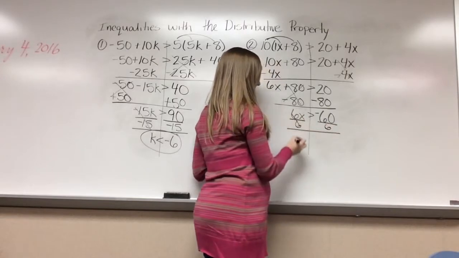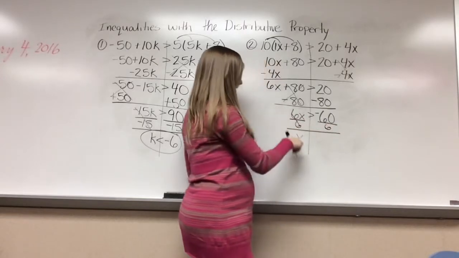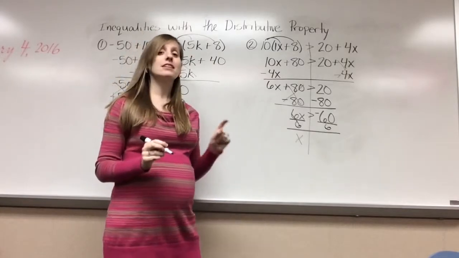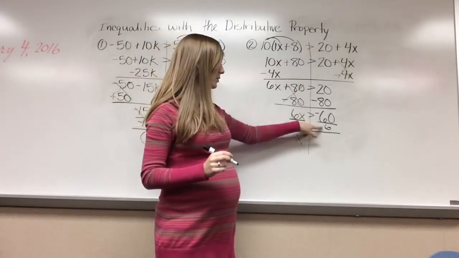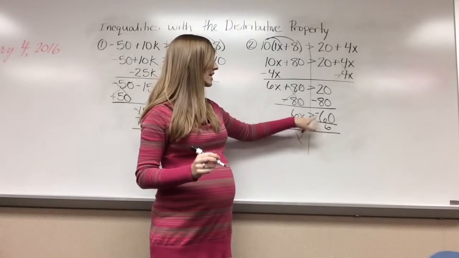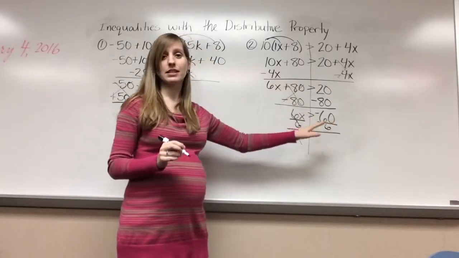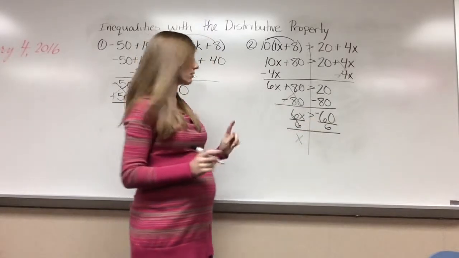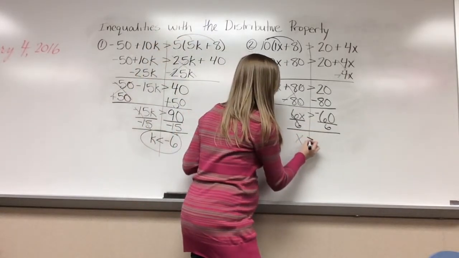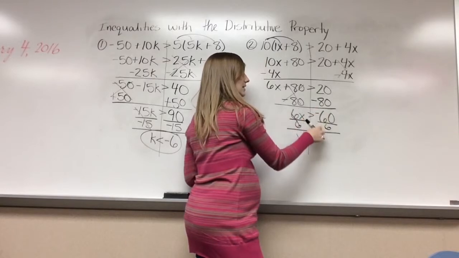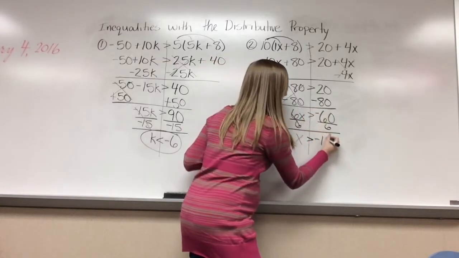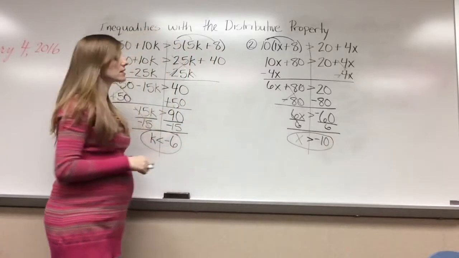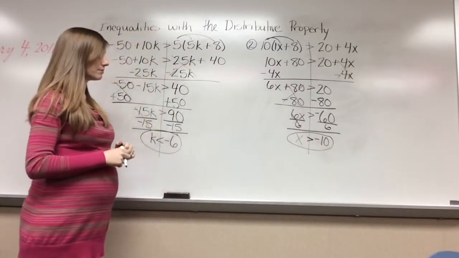My 6's will cancel. I have my x that just comes down. Now my inequality sign, I will keep it the same because I divided both sides by a positive 6. That negative 60 is only on the right side. I divided both sides by a positive 6, so if it's positive, you keep your inequality the same. So it's greater than. Negative 60 divided by 6 is negative 10. So our solution for problem number 2 is x is greater than negative 10.